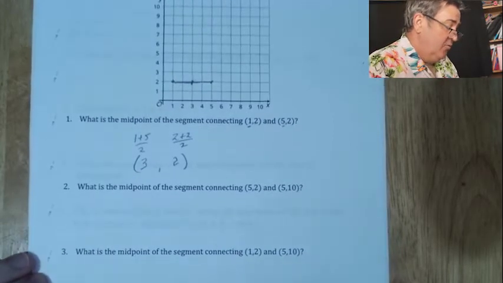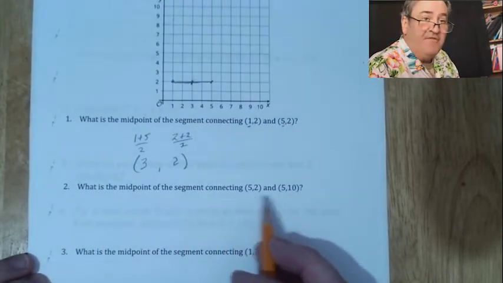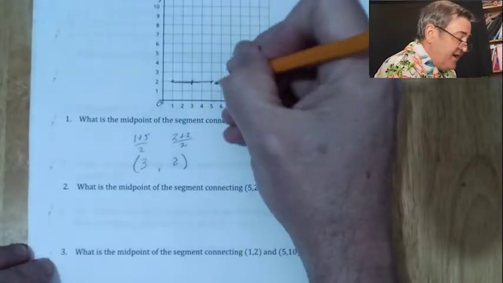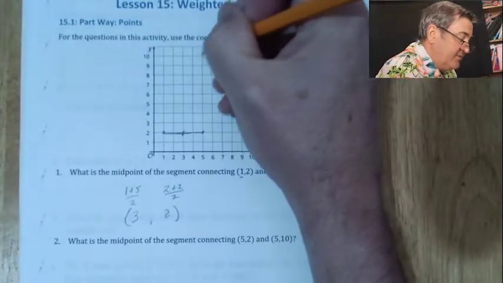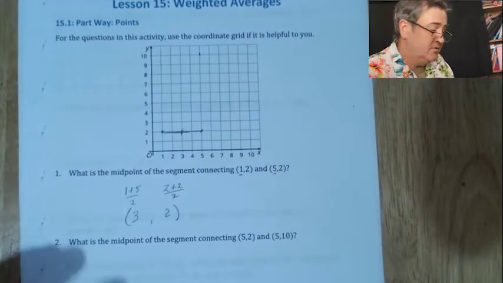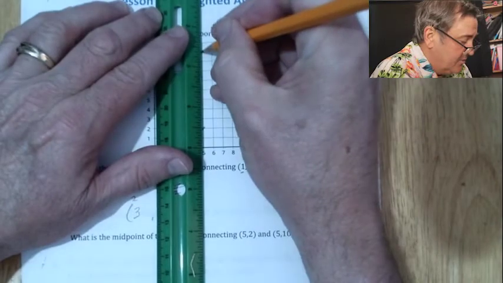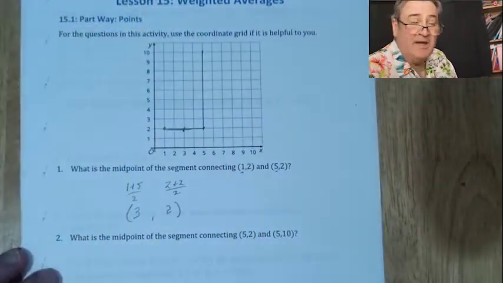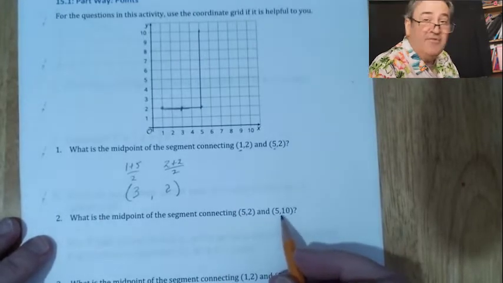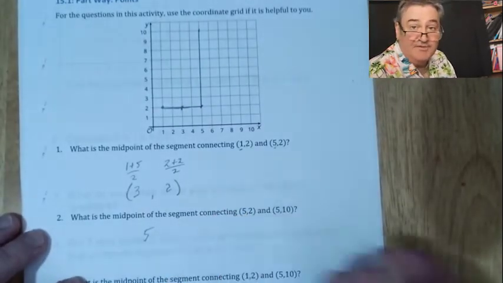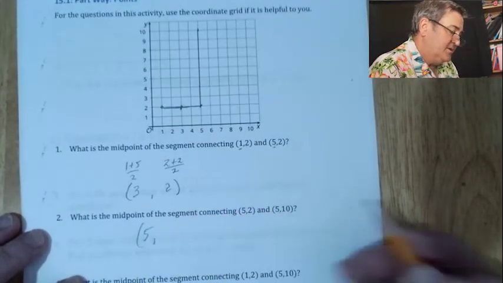So what is the midpoint of the segment connecting (5, 2) and (5, 10)? Now this one, the first point is (5, 2), and the second is (5, 10). So this is a vertical line, right? It's a longer line. Got my ruler out today. So that segment there, what's halfway? Well, the x's are 5 and 5, so it's going to be a 5. 5 plus 5 divided by 2 is a 5. But what is the y?